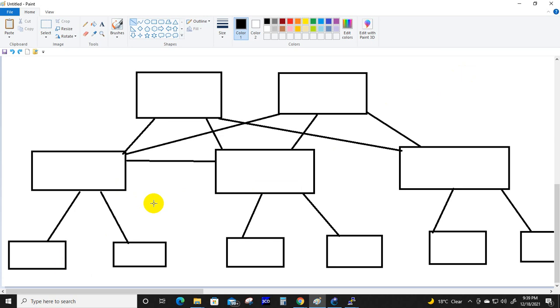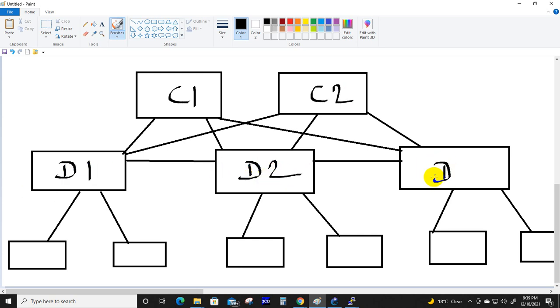under any distribution layer switch. Let it be core 1, core 2, distribution 1, distribution 2, distribution 3, access 1, it is an access layer switch, access 2. Access layer switch means where end users are connected. Access 3, access 4, access 5, access 6. So if we want to add any access layer switch, we can add that switch under any distribution layer switch.